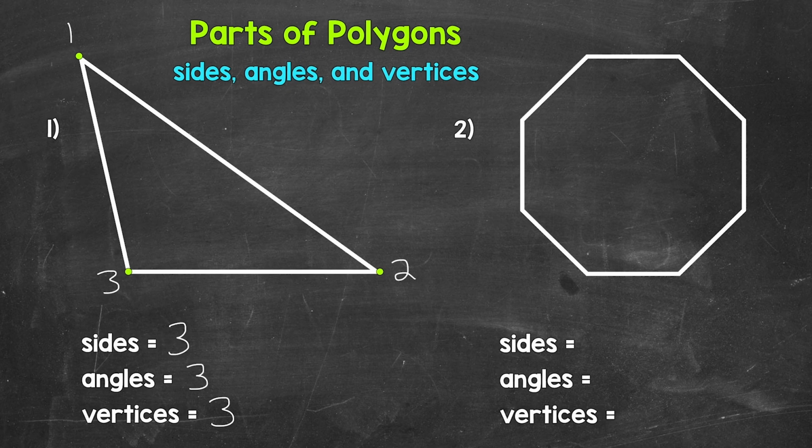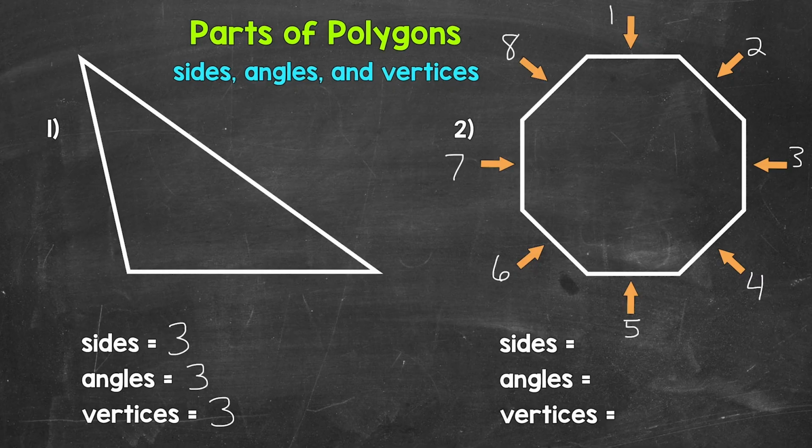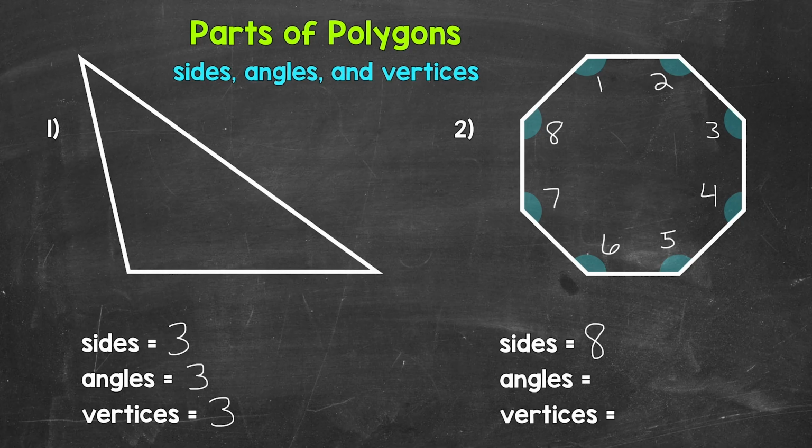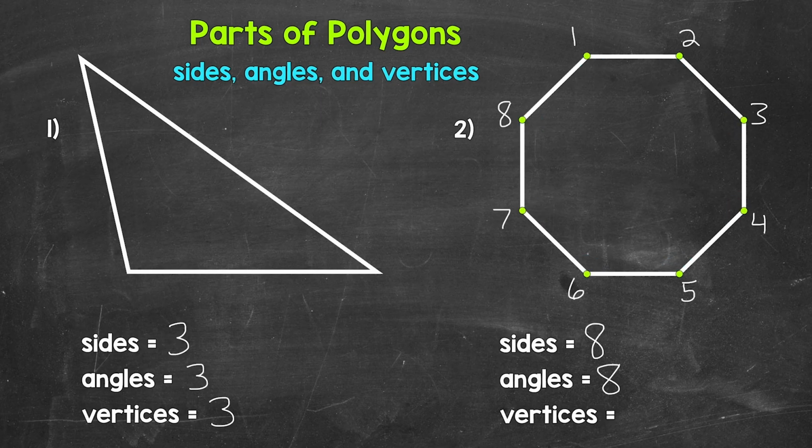Let's move on to number 2, where we need to find the number of sides, angles, and vertices. Let's start with the sides. We have 1, 2, 3, 4, 5, 6, 7, 8 sides. So 8 sides here. Now let's move on to the angles and highlight those. We have 1, 2, 3, 4, 5, 6, 7, 8 angles. And then lastly, the vertices. We have 1, 2, 3, 4, 5, 6, 7, 8 vertices. So 8 sides, angles, and vertices for this polygon. This is what we call an octagon.